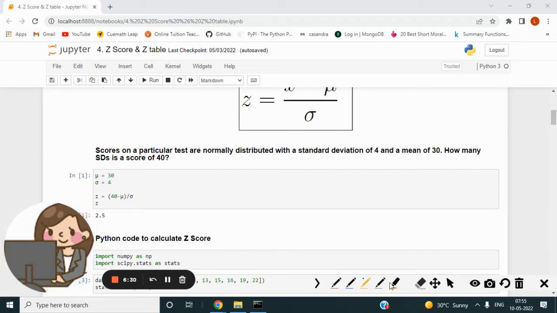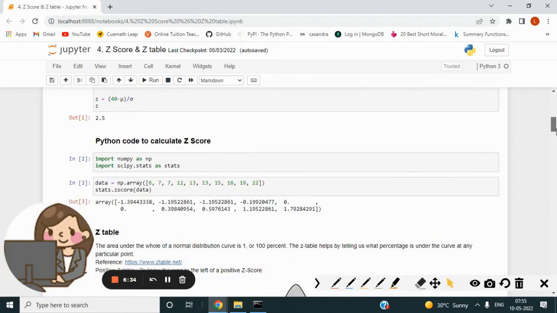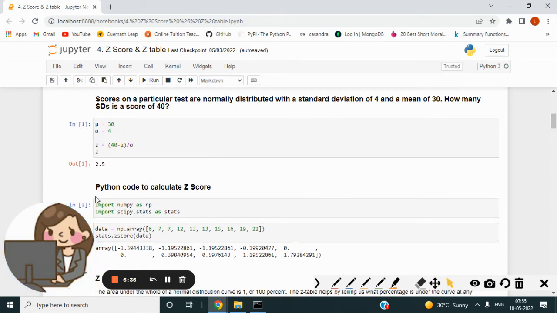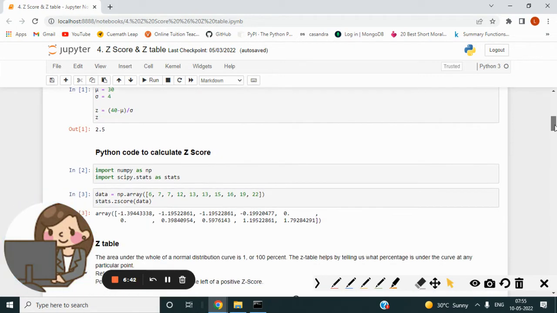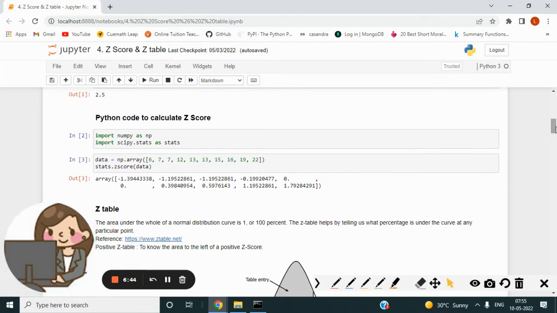Now let us see how we can calculate the z-score using Python code. This was the normal formula. Yes, we applied the formula using code, but there are also functions which help us calculate the z-score. That is what we are going to see over here.